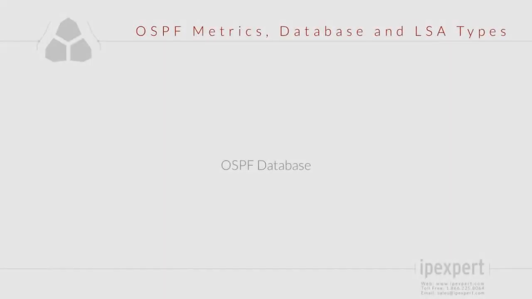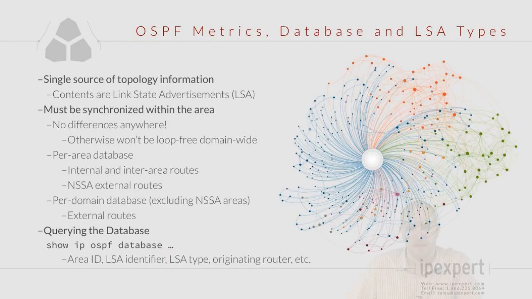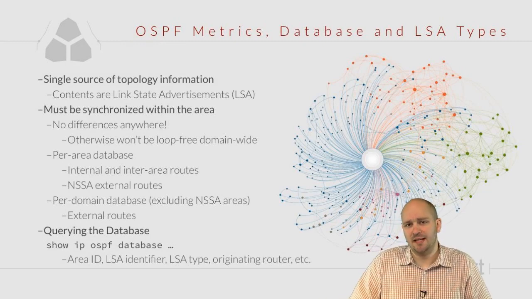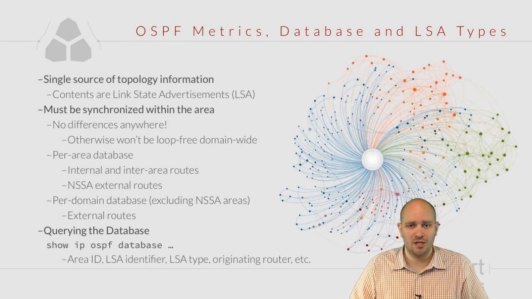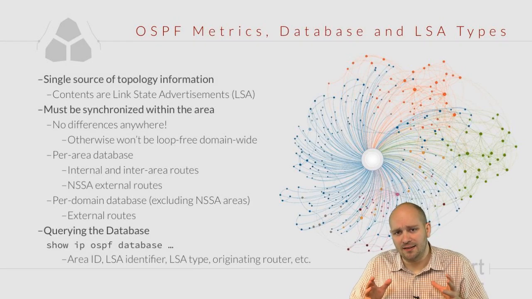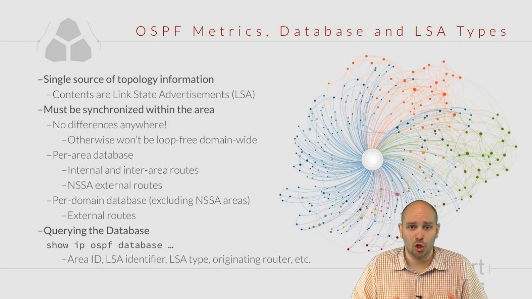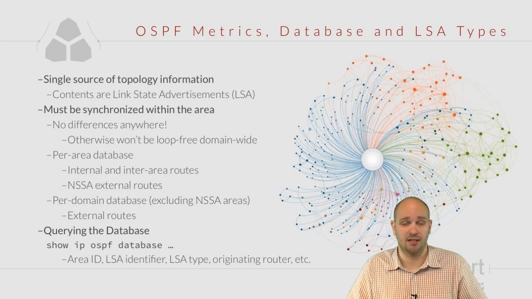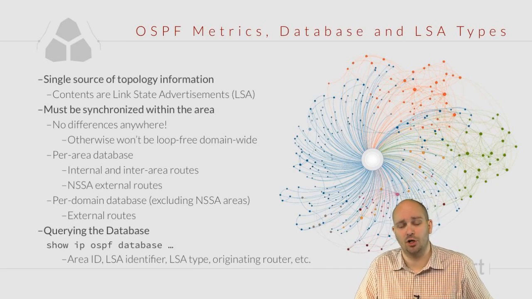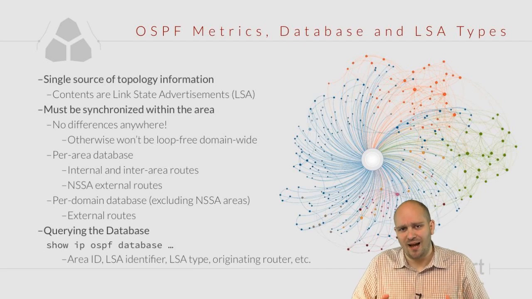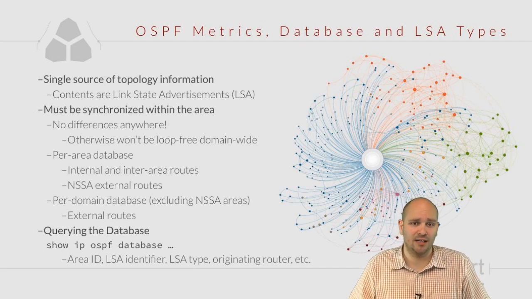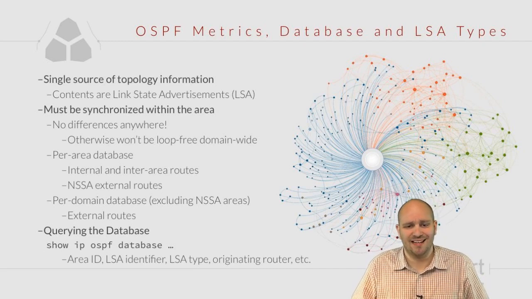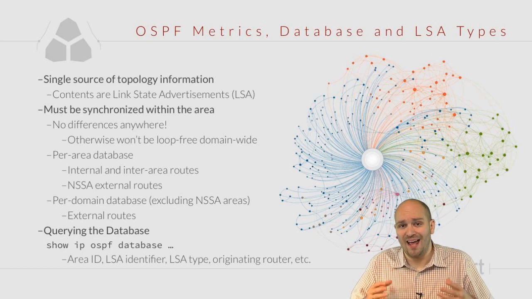Let's now talk about the OSPF database. OSPF database in IOS is a single source of information where the data about the routes learned and exchanged and injected in OSPF by the local router are kept. This information about the routes and the links in our database is kept and organized using the link state advertisements, or LSAs.